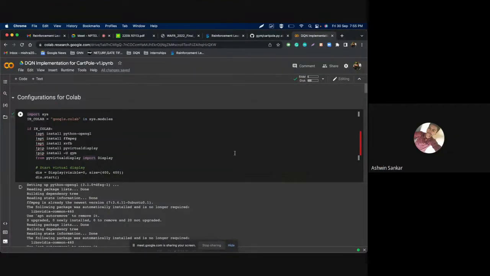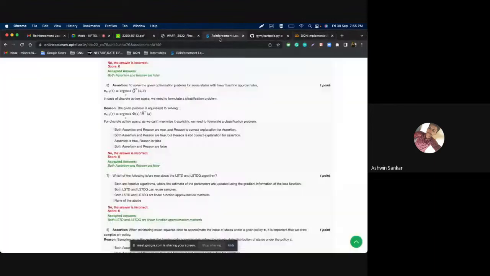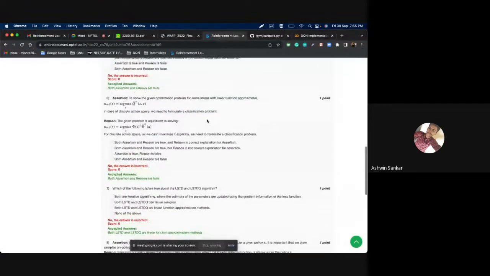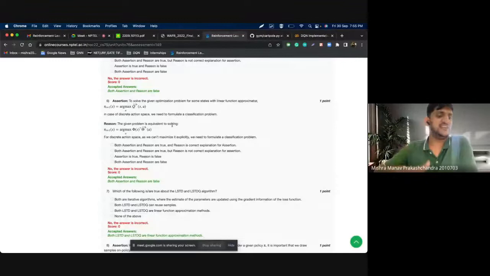Okay, but you still haven't answered the question, right? Which one? The action space was finite and it is discrete, so we need a classification. No, not the action space. It's the action cases that you have.